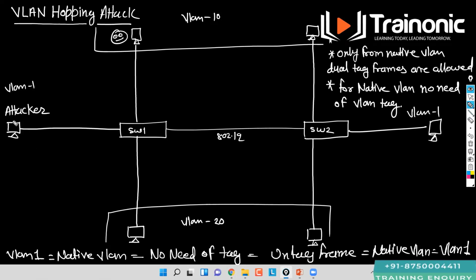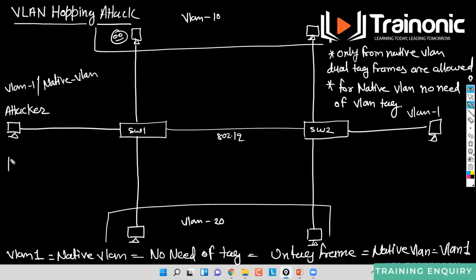Done. The attacker is in VLAN 1, which, as we can see here, is the native VLAN. By default, VLAN 1 is the native VLAN. Now what will happen? This attacker wants to create a disturbance in VLAN 10 and 20.